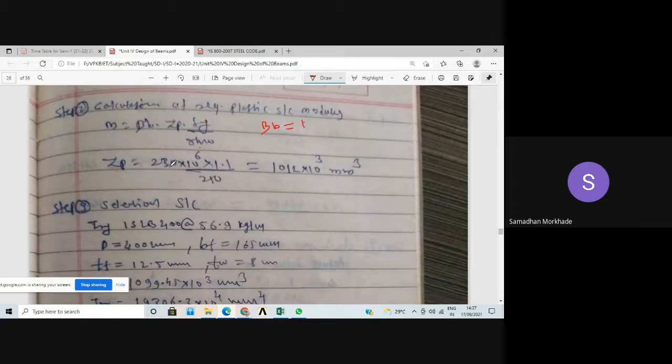Therefore Zp required is equal to 230 into 10 to the power 6, that is bending moment in kilonewton meter converted into Newton mm, because our stress is in Newton per mm square. Therefore we have to make this conversion. Don't forget to multiply by 10 to the power 6, otherwise your calculation will be wrong. Conversion of units is very important. Into 1.1 divided by 250, so the required plastic section modulus comes out to be 1012 into 10 to the power 3 mm cube.